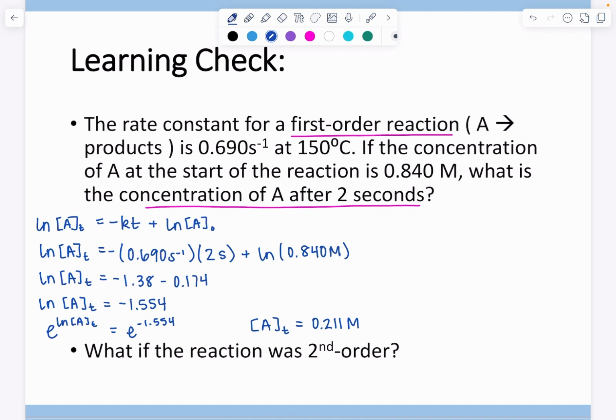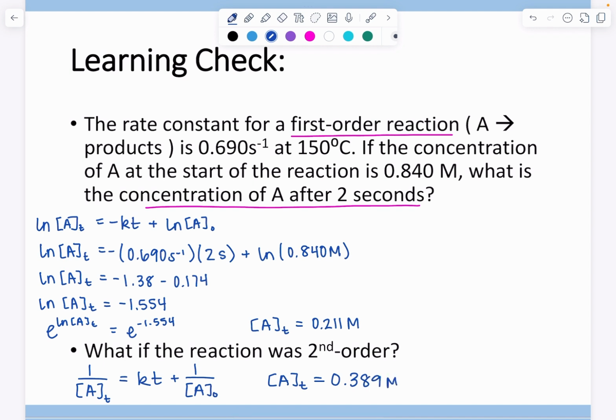So then I have this follow-up question. What if the reaction was second order? If the reaction is second order, then we need the second order integrated rate law. That is 1 over concentration of A at time t, which is equal to kt, plus 1 over initial concentration. Then you would plug in values again, and you would be able to find concentration of A at time t at 2 seconds is 0.389 molar.